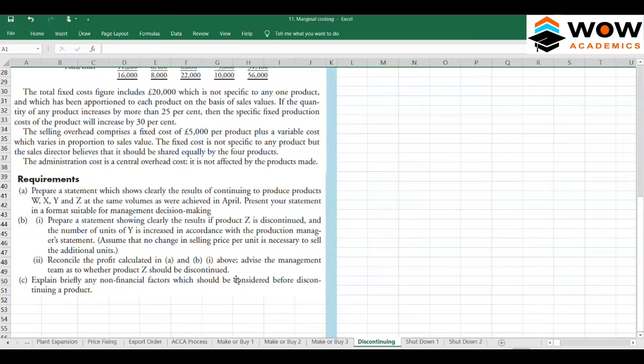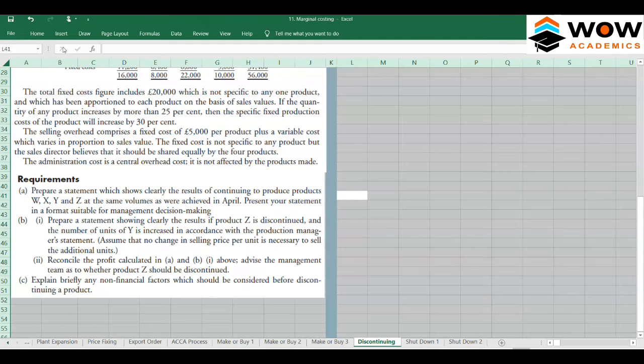The B2 question is a theory question where we just have to explain whether to continue or discontinue the product. And the C question is, if we are going to discontinue a product, what are the non-financial things that we have to take into account? Okay, so these are the questions here. So I think we can first type it so that it is easier for us to work also.